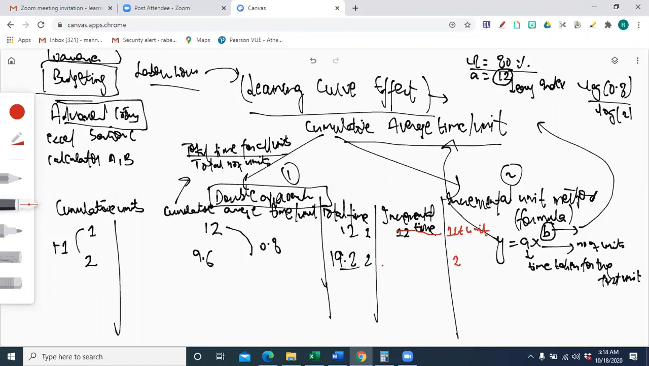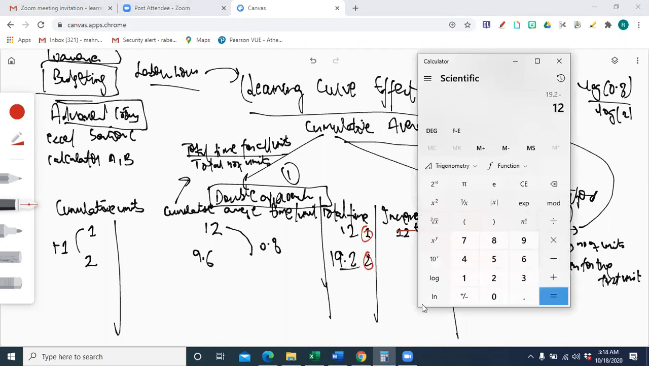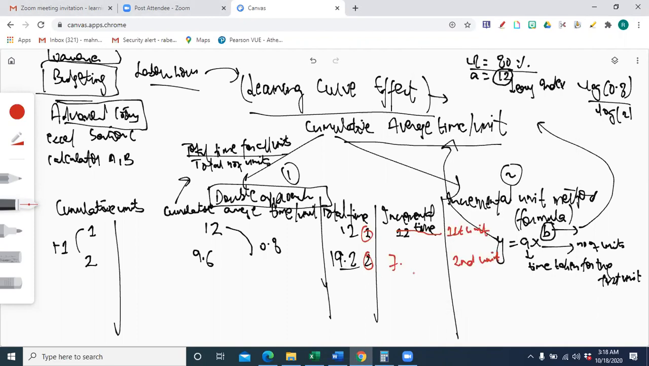How am I going to do that? From the cumulative time for 2 units, you can deduct the time taken for the first unit. That's how you get the time taken for the second unit. Got it? 19.2 minus 12. Time taken for the second unit was 7.2.